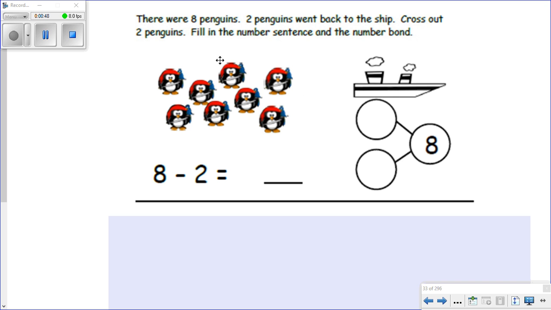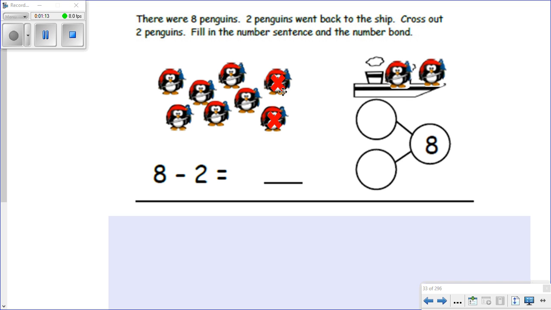So, as always, the picture matches the story problem. Here are the 8 penguins, and 2 of them go on to the ship. We'll need to cross out those 2 penguins because we can't really put them on the ship. Or can we? 1, 2. There we go. I put 2 penguins on the ship.